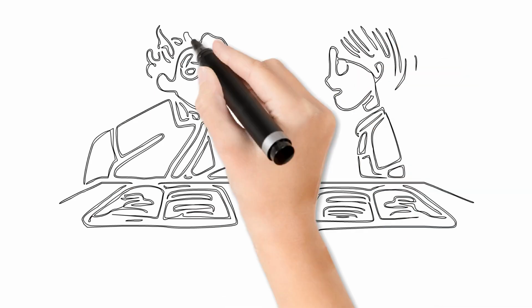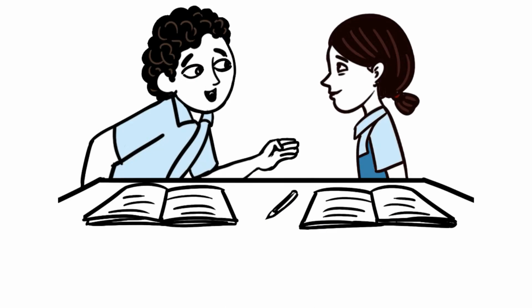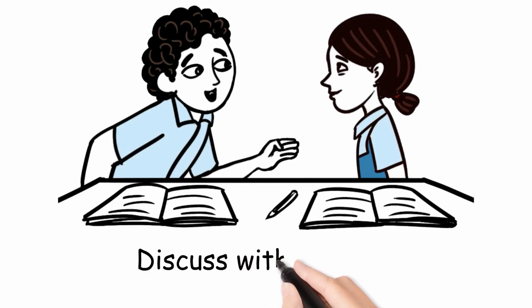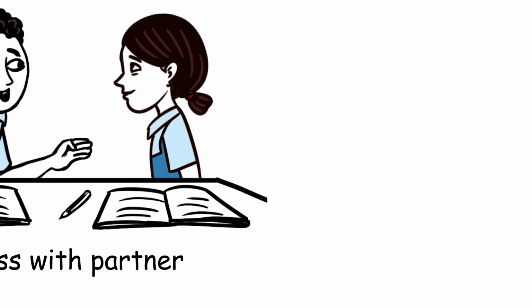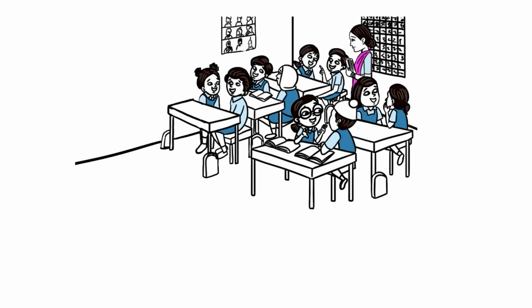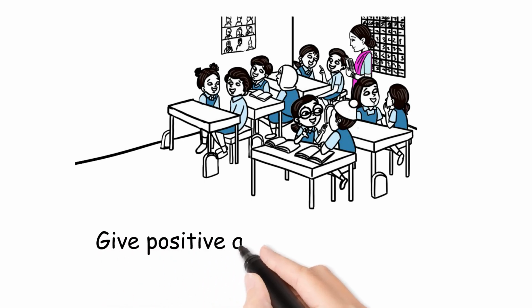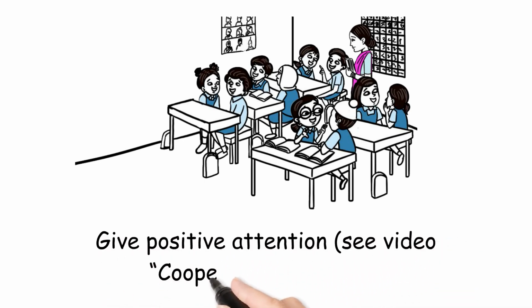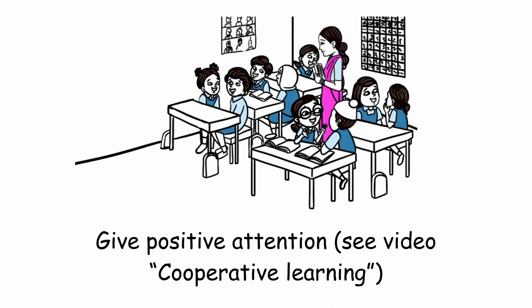After giving the children sufficient time to think, ask them to discuss their views with their partners. While the pairs are discussing, give them positive attention. This topic is covered in the video on cooperative learning.